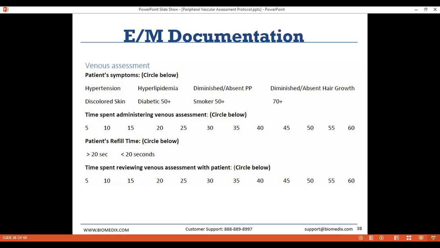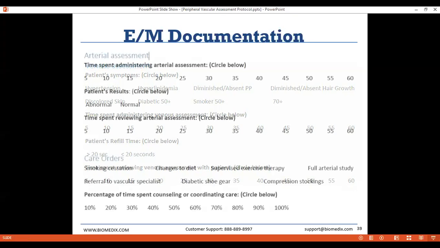down below, the doctor is going to spend time reviewing the venous assessment with the patient. Something like, "Mrs. Smith, I have the results from the test that you just took. I wanted to talk to you about what it means. I can see here that your refill time was 17 seconds. Let's talk about what that means for you," something along those lines.